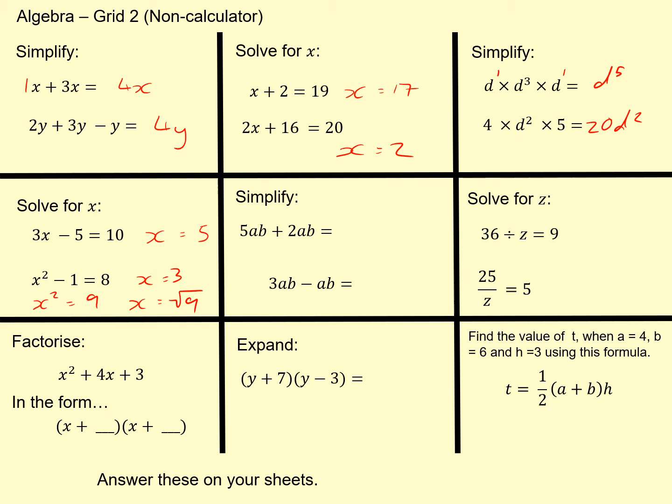Next up, 5ab and 2ab is a total of 7ab. 3ab take away, remember that's 1ab, leaves 2ab.